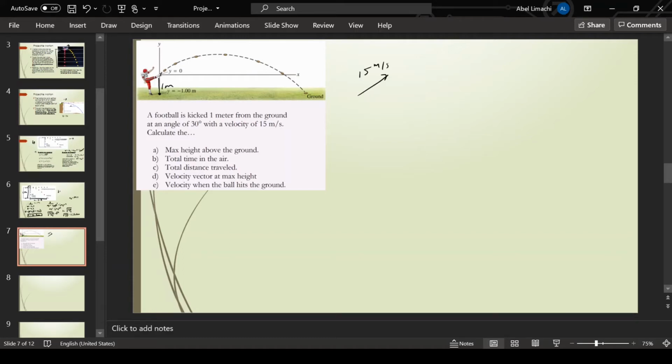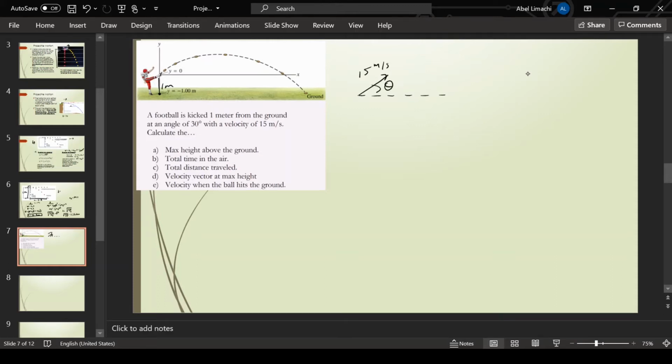15 meters per second at an angle of 30 degrees. Well, you might be wondering, where exactly is this angle at? Whenever you're given an angle on a projectile motion problem, you can assume that the angle is with respect to the horizontal, pointing in the same direction as the velocity. So if I was to draw a horizontal line right here, the angle would be right here.